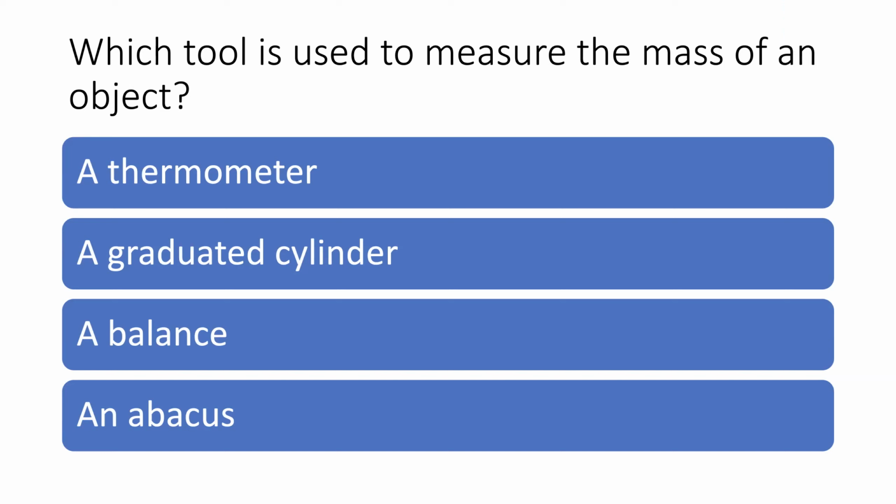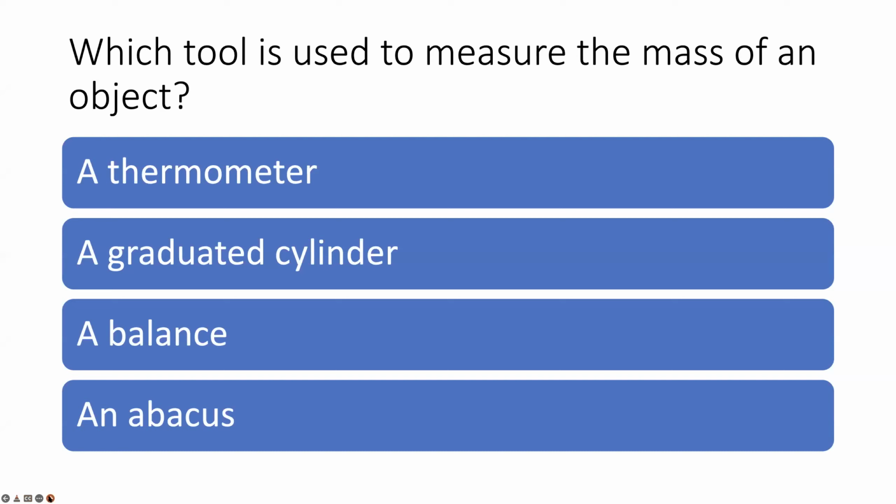Okay, so I use process of elimination because, honestly, I didn't forget what a balance was, but I just wasn't certain if it measured mass or not. So I knew a thermometer obviously is temperature, and an abacus, it's like a calculator. So I was kind of like, okay, that's not it.